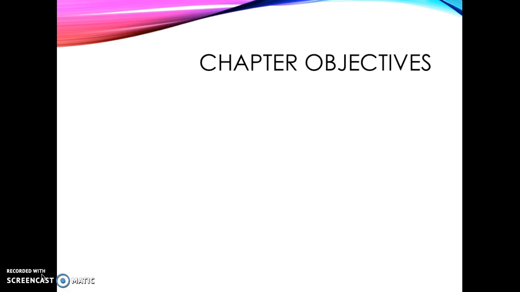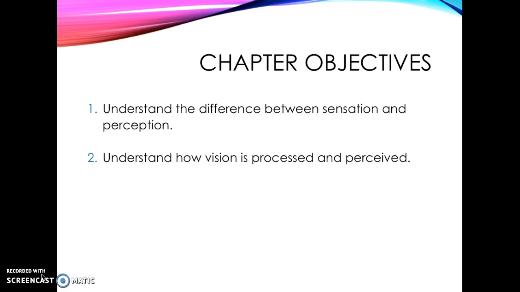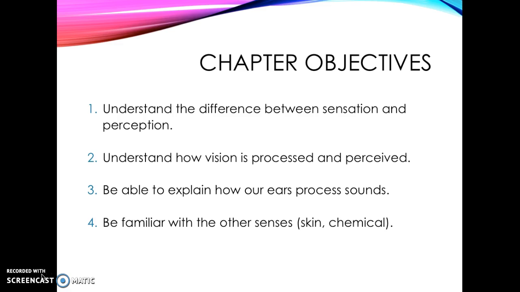So this chapter is really looking at our sensations, our perception, and how we can bias what's going on outside in the world through how we interpret it. So you'll want to understand the difference between sensation and perception. We're going to talk about how vision is processed and perceived. And we're going to look in the book about how the ear processes sound, but I'm not going to go over that today in class. But you'll want to be familiar with all the other senses and how they occur.